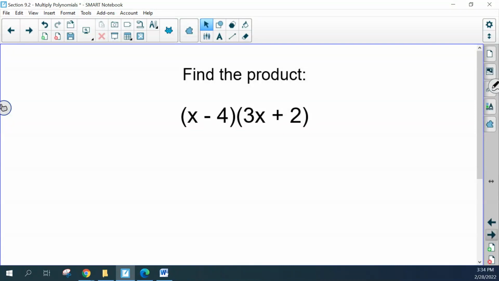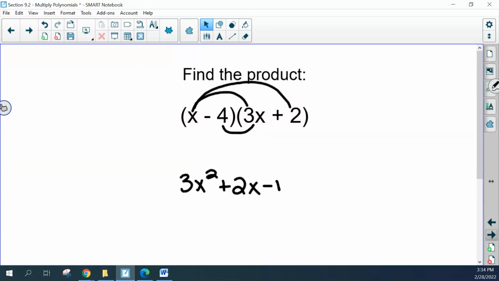So here we have a binomial, so 2 terms times 2 terms, and we're going to take first times outside times inside times last. So first times first is x times 3x, so that would equal 3x squared. First times the outside, so x times 2 would be a positive 2x. And then inside times inside would be negative 12x. And then inside times last, so that would be negative 8.